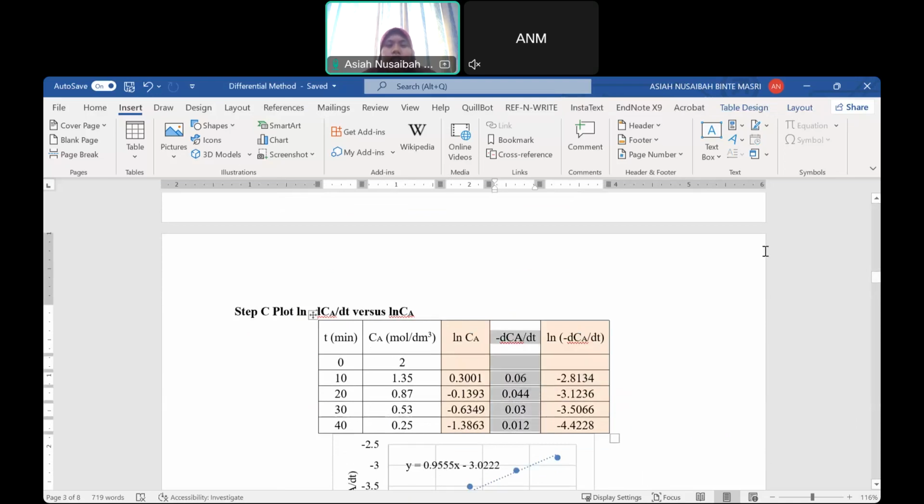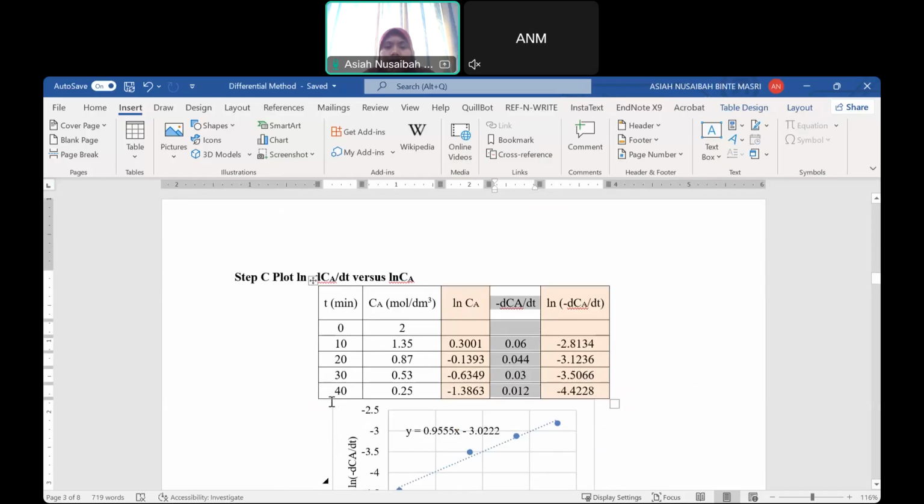In order to proceed to step C, where we have to plot ln minus dCA over dt versus ln CA, besides having this minus dCA over dt, we prepare our x-axis and y-axis. Our x-axis will be ln CA, which we can simply calculate from the concentration values, and then our ln minus dCA over dt that we get.